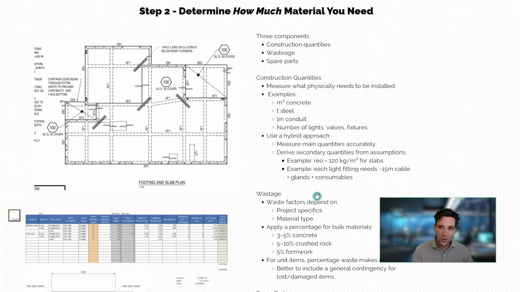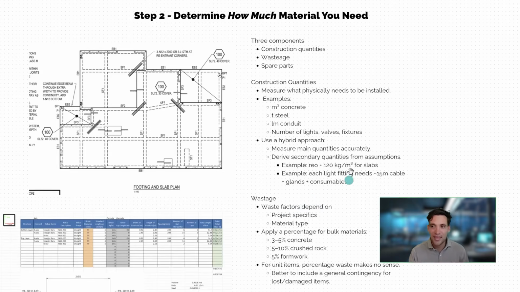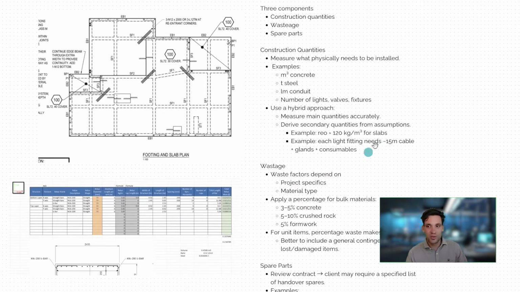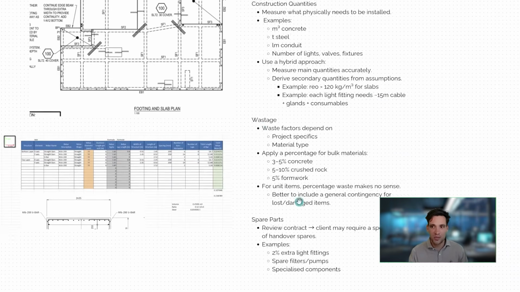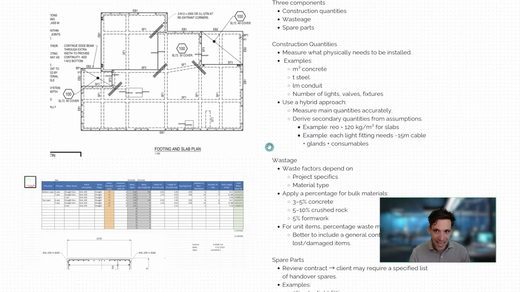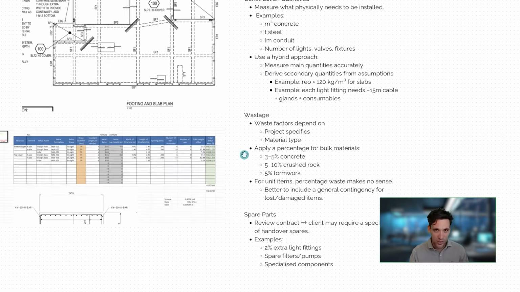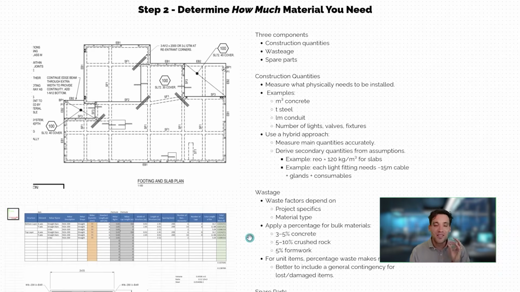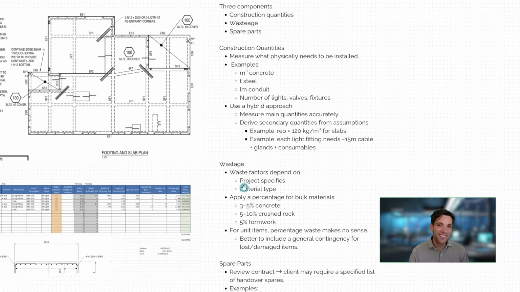You know that it'll need 2 glands, one for either end of the cable, and then a certain amount of cable ties or so on. And then you can just apply this quantity to your primary quantity, which will be the number of light fittings, to derive the secondary quantities. Stuff like that will save you a ton of time and be almost as accurate as doing the other 90% of the work, which would be measuring all these secondary quantities. And for the purpose of quoting projects, it's likely just not worth it because these secondary quantities tend to be for cheaper, more consumable type items.